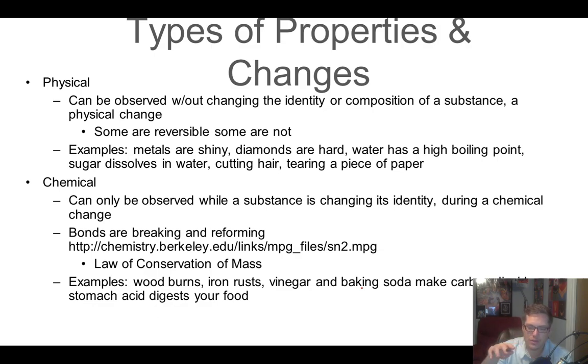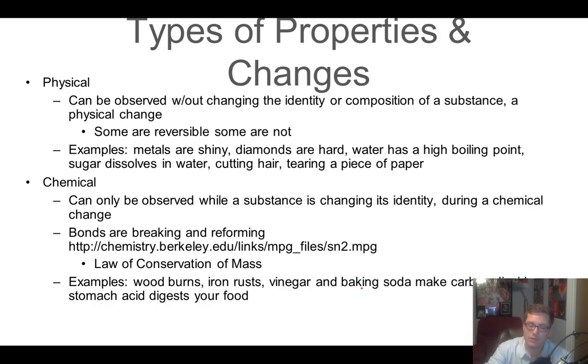So you've got other examples of properties: metals are shiny, diamonds are hard, higher boiling point, sugar dissolves. Now think about this real quick. If you have a cup of water and you dump sugar in your water and stir it up, the sugar dissolves, right? All that sugar is going to go away, and then you've just got a cup of sugar water.